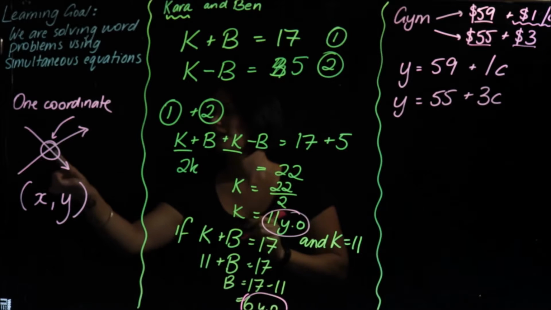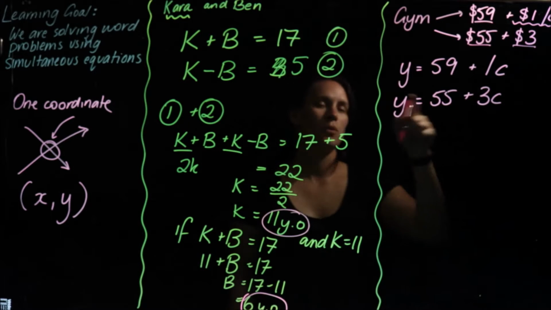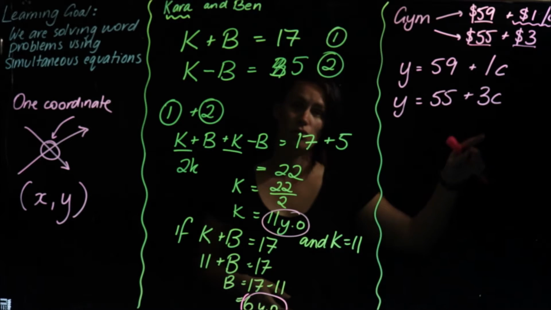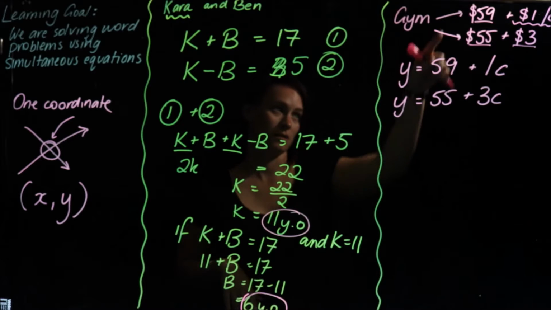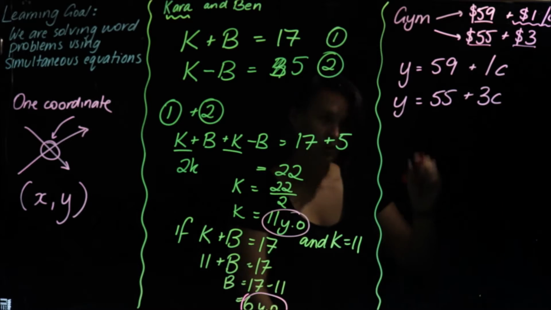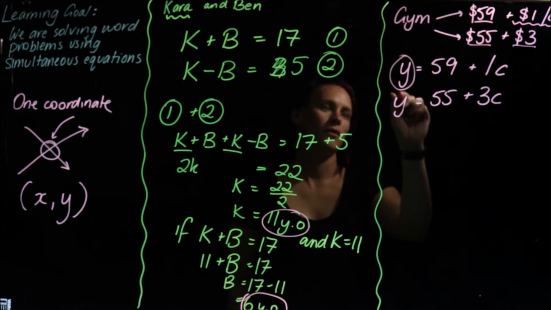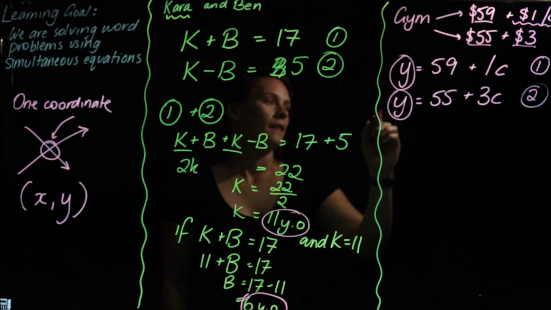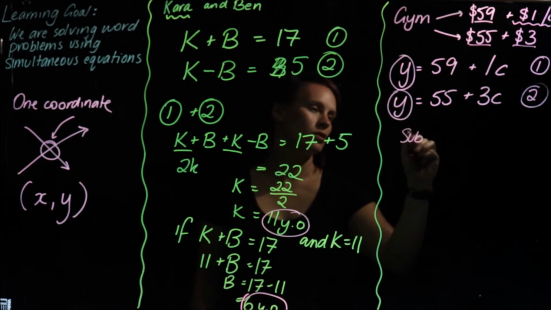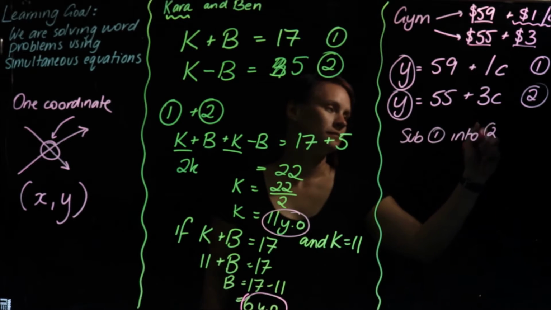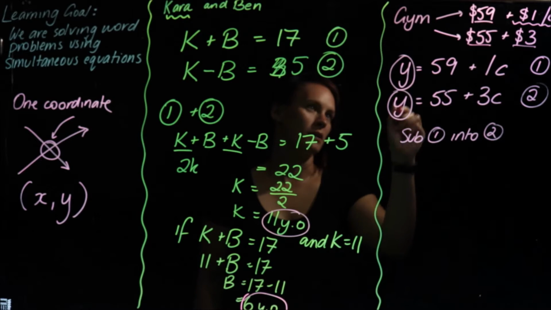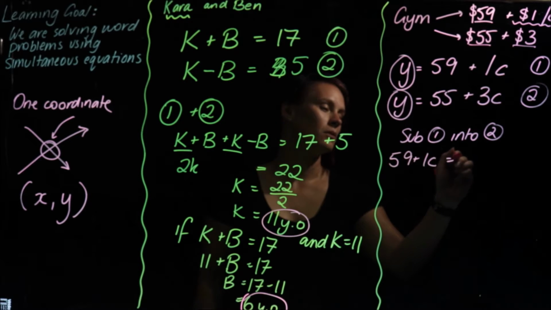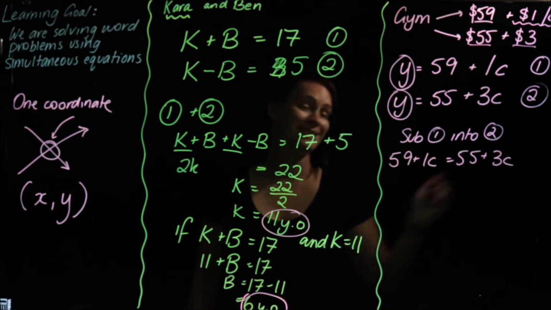And what we're trying to do if we're finding an intersection point here is find the point where both of these are about the same cost. How many classes do we need to do to make that cost equal, right? To make them the same each month. So we've got our two formulas here, and we can see that they're both finding a Y equals. If this is our first equation and this is our second equation, then we can say, right, let's substitute 1 into 2. And we can balance them out because they are both Y equal. So if Y equals this, it will also equal this. So 59 plus 1C will equal 55 plus 3C.